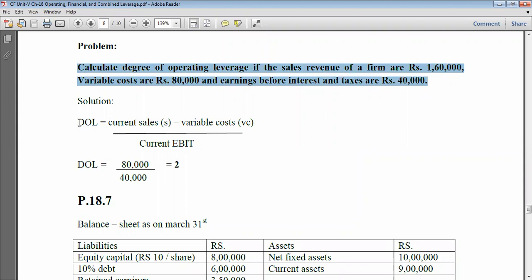The solution is straight and simple. Degree of operating leverage is equal to sales minus variable cost divided by EBIT. So sales are 1,60,000 minus variable costs of 80,000. The difference, which is considered as the contribution, is 80,000, divided by EBIT 40,000. So the degree of operating leverage in this case is 2. That's how we can solve. Such simple problems will appear for 3 marks, so you can always earn all the marks very easily.